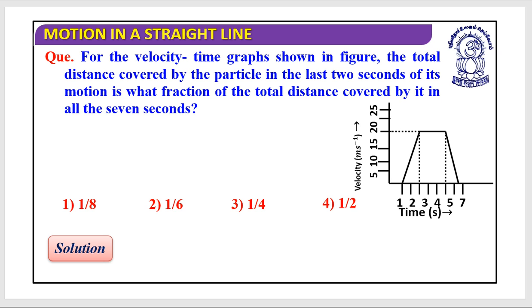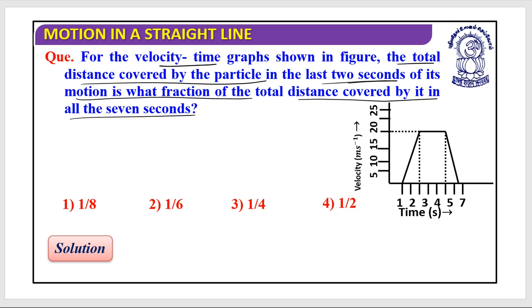Go through the question, what all they have given. They have given the velocity versus time graph, and they said the total distance covered by the particle in the last 2 seconds of its motion is what fraction of the total distance covered by it in all the 7 seconds. So you are interested in the total distance covered by the particle in the last 2 seconds of its motion to the total distance covered in all the 7 seconds.